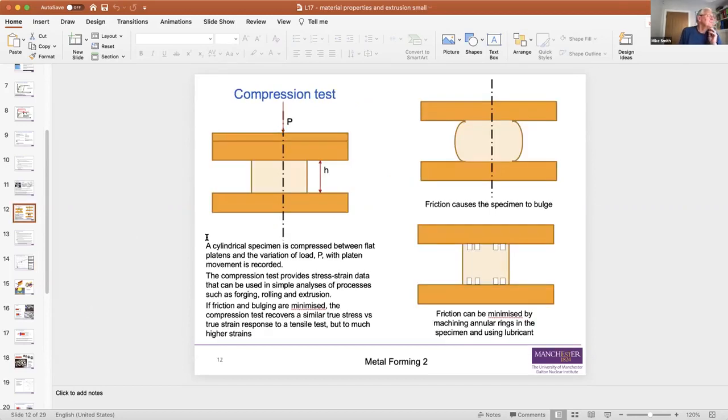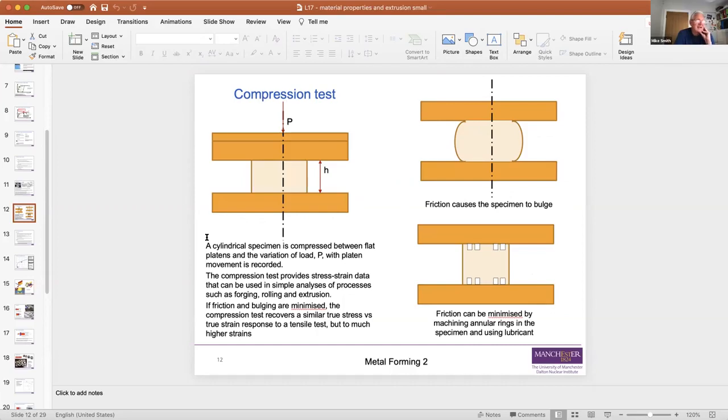Yep, that's the compression test. How does this work? I get that you've injected some kind of lubricant to stop the friction, so it's not pulling on the edges and it can expand uniformly. But have we cut out a chunk of the material to do that? And does that not compromise it?